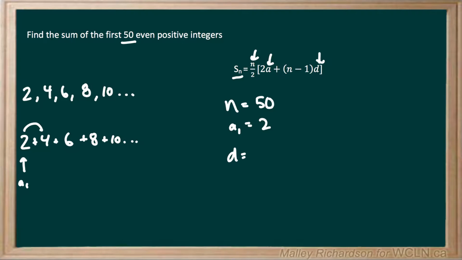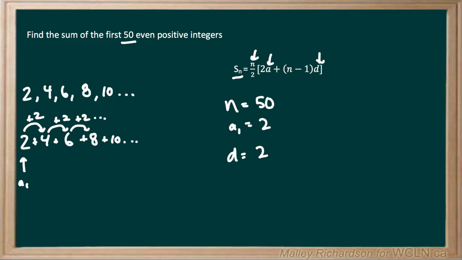So to get from 2 to 4, we have to add 2. To get from 4 to 6, we also have to add 2. To get from 6 to 8, we also add 2, and so on. So therefore, our common difference, d, is going to be positive 2. So now that we know n, a1, and d, we can solve for the sum of the first 50 terms.